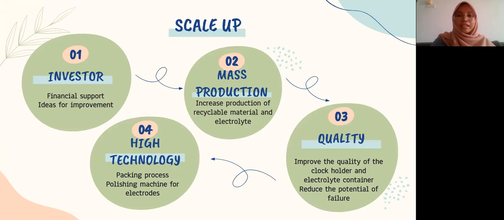Next is the scale up process for our production. First, we can scale up our process by attracting more investors. The investors will help with financial support and ideas for improvement. Next, we can increase the production by doing mass production. The production of the recyclable material and electrolyte can be increased. The third one is quality. We can improve the quality of the clock holder and the electrolyte container. This can reduce the potential of failure in our production. And the last one is using high technology, for example, the packing process and also a polishing machine for electrodes. This can make the process faster. So next.